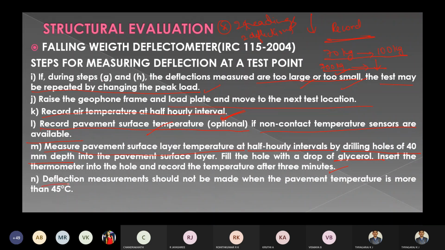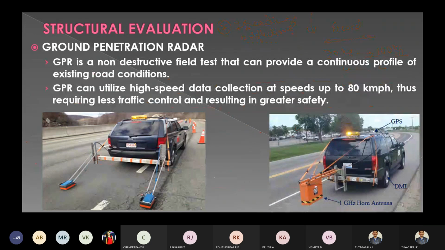Then deflection measurement should not be made when the pavement temperature is more than 45 degrees. The drawback of this experiment is that when the temperature is greater than 45 degrees Celsius, the deflection measurements will not be considered. So we will not be taking deflection measurements when the temperature is more than 45 degrees. So this is about FWD.